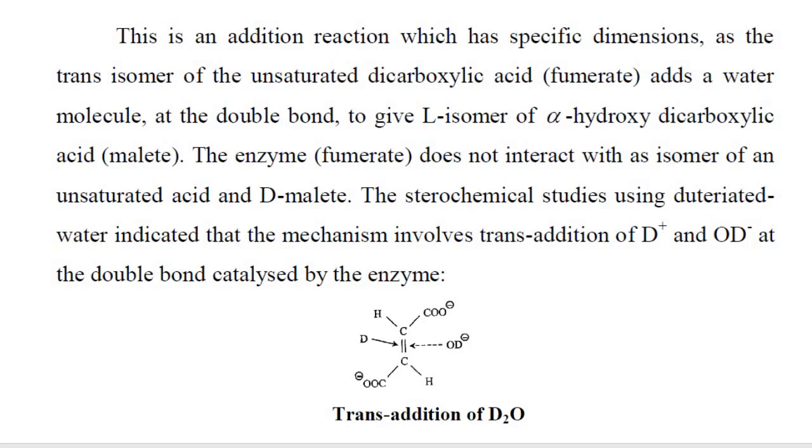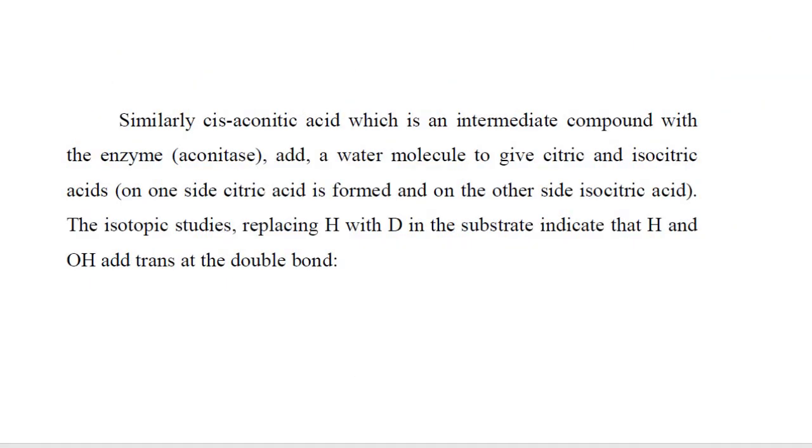So this is an addition reaction which has a specific dimension, as the trans isomer of unsaturated dicarboxylic acid, fumarate, adds a water molecule at the double bond to give the L isomer of alpha hydroxy dicarboxylic acid, malate. The enzyme fumarase does not interact with the cis isomer of the unsaturated acid, maleate. The stereochemical study using deuterated water indicates that the mechanism involves trans addition of D plus and OD minus at the double bond catalyzed by the enzyme. You can see the trans addition of D2O, a deuterated form of water.